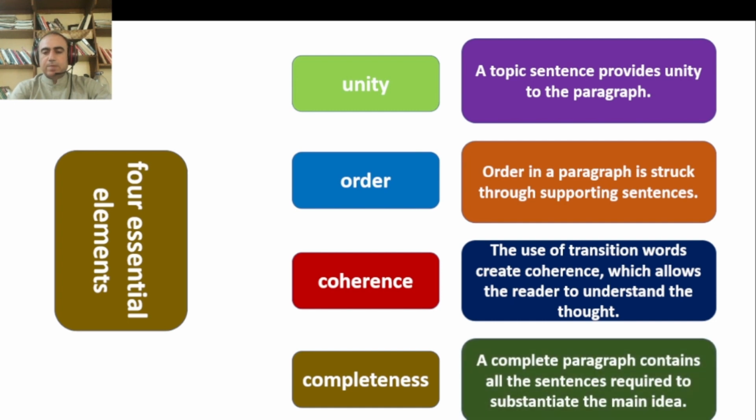Then completeness. It should have all the required elements, meaning data and information. If it lacks a topic sentence, your paragraph isn't complete. If it lacks data, then it isn't complete. If it lacks the introductory details, then it is not a complete paragraph. So a complete paragraph has all the elements: topic sentence, introductory details, explanation, explanation supported with data, and then the conclusion. That would be called completeness.